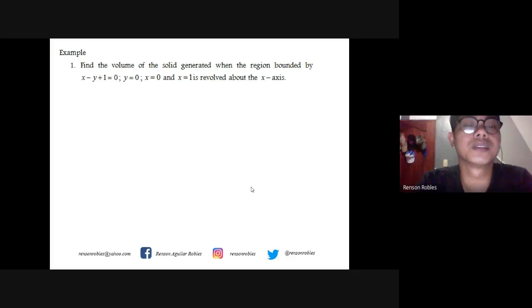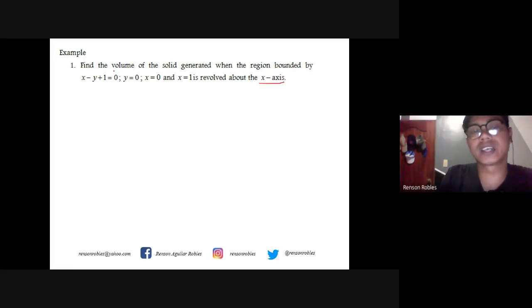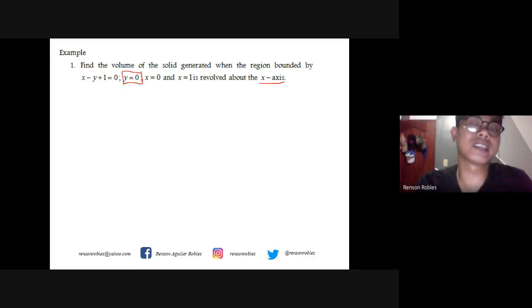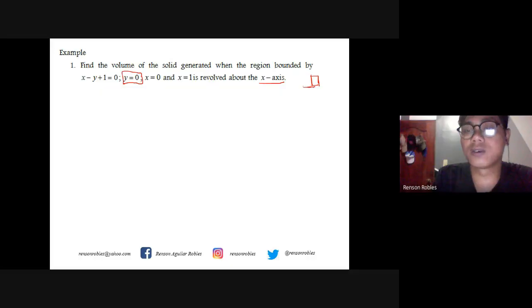Sample number 1. Find the volume of the solid generated when the region bounded by x minus y plus 1 equals 0, y equals 0, x equals 0, and x equals 1 is revolved about the x-axis. The axis of revolution is the x-axis, and that's one of the boundaries. This line, y equals 0, is the equation of the x-axis, and that's one of the boundaries. That's why the element to be chosen would be touching the axis of revolution. Okay, because the axis of revolution is one of the boundaries.